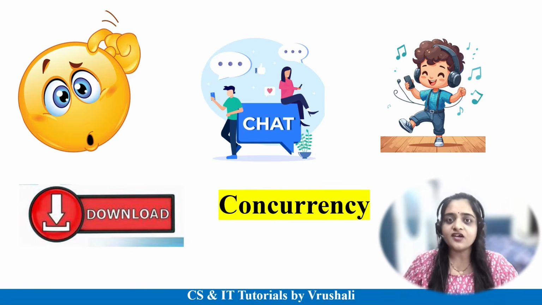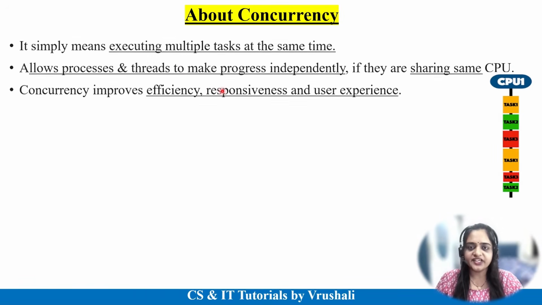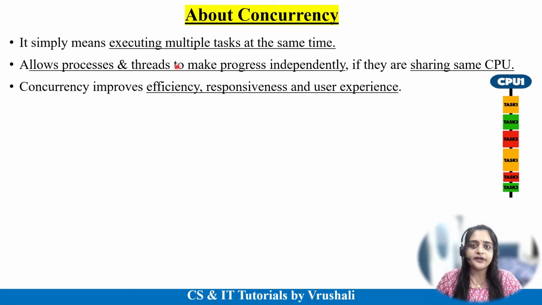Now let's understand what exactly concurrency is. As per the definition, concurrency means the operating system executes multiple tasks, multiple operations at the same time without any conflict. This is called concurrency. As we discussed earlier, there are multiple processes and each process has multiple threads and they perform all the threads parallelly because they share the same CPU. At that time, concurrency works properly.